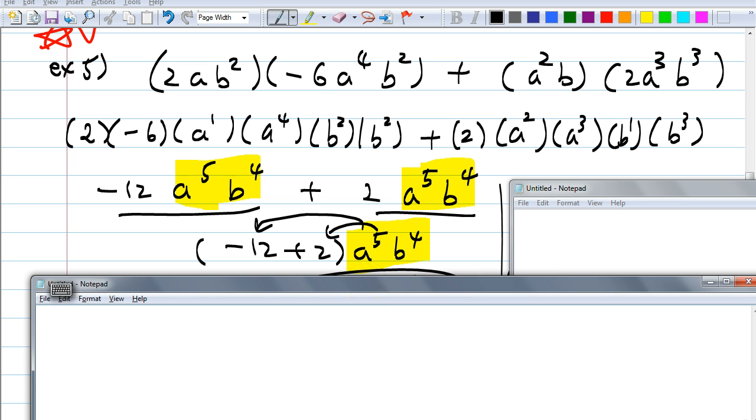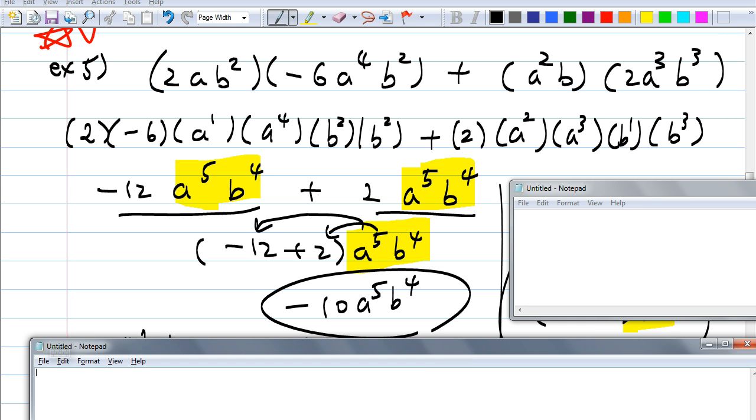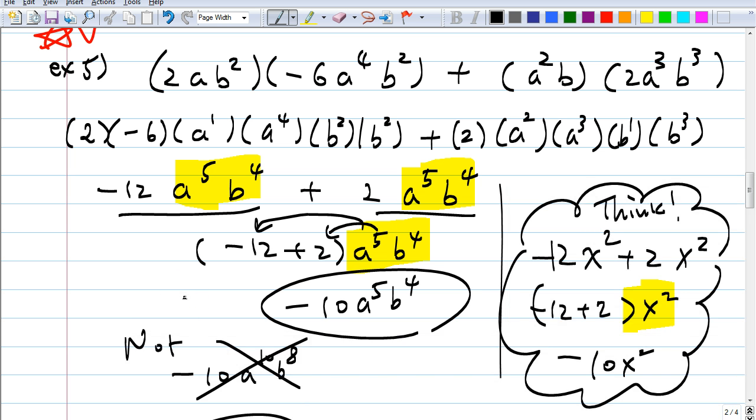Did you guys recognize that this is simply right? How many people wrote down negative 10 a to the 5th b to the 4th? Because that's the answer. Now, did anybody put down negative 10 a to the 10th b to the 8th? This wouldn't be negative 12, by the way. It's negative 12 plus 2, right? So that's negative 10. Okay. So no one did this?